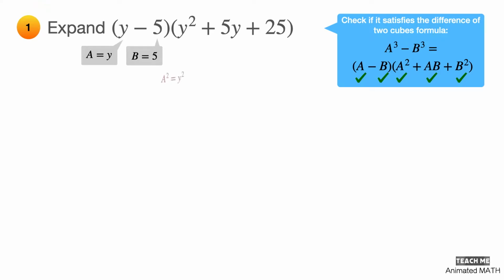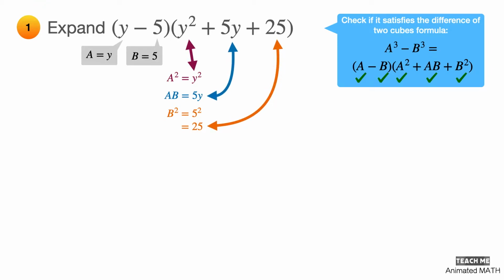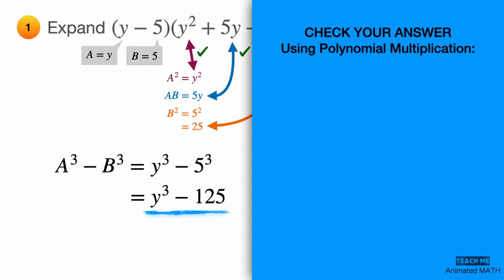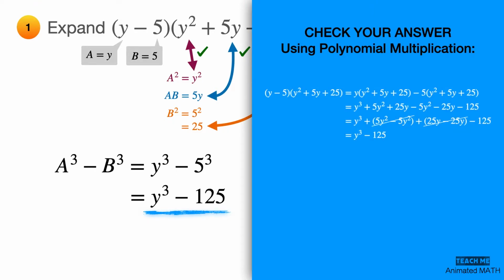Using these values, a squared is equal to y squared, ab is equal to 5y, and b squared is equal to 25. Comparing these computed values to the trinomial portion of the polynomial, you can observe that the expression follows the difference of cubes formula. Now, compute for a cubed minus b cubed by substituting y and 5. The final answer is y cubed minus 125. Check it using polynomial multiplication, and you'll see that the final answer is the same.